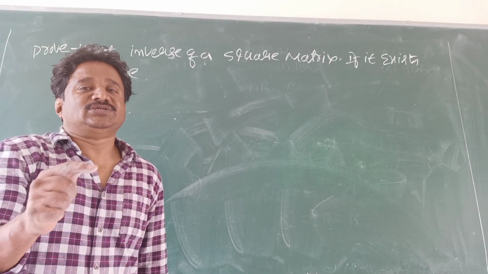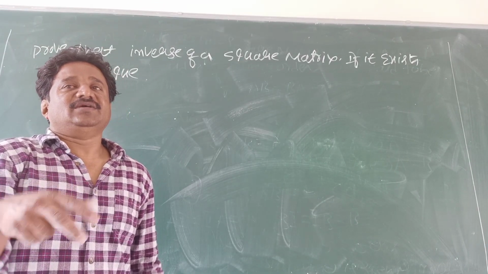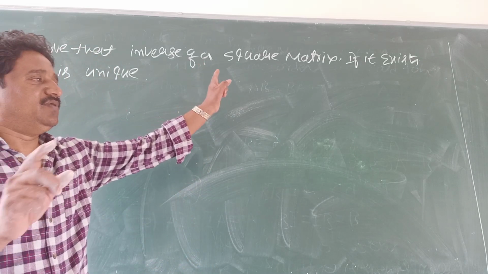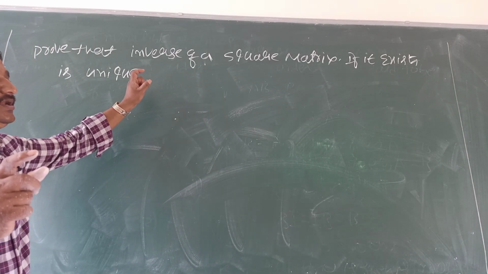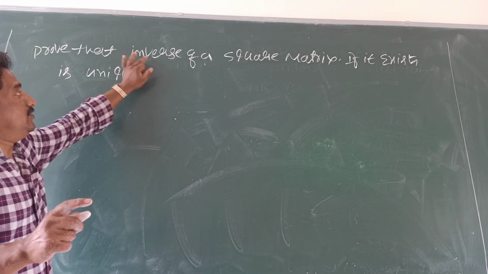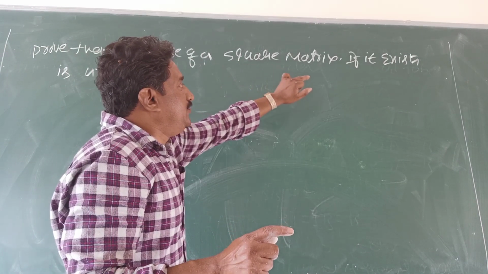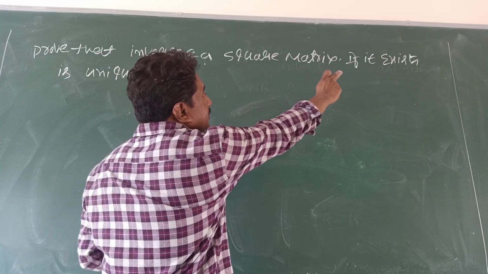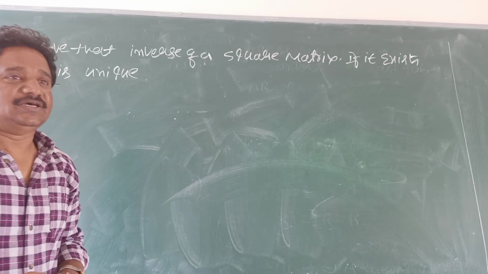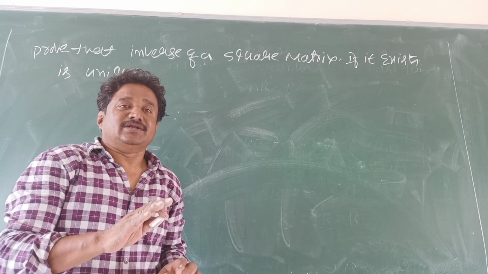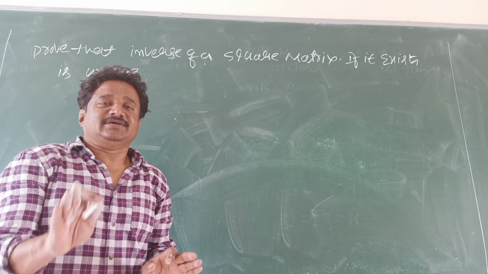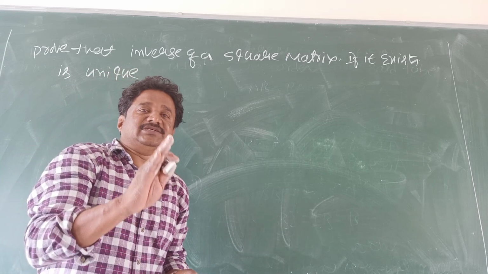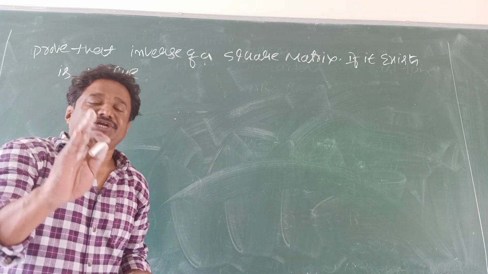If the question is understood well, solving is not a problem at all. Let me try to explain this. Inverse of a square matrix, if it exists. That means every square matrix need not have an inverse. In case a square matrix has an inverse, it should be unique.